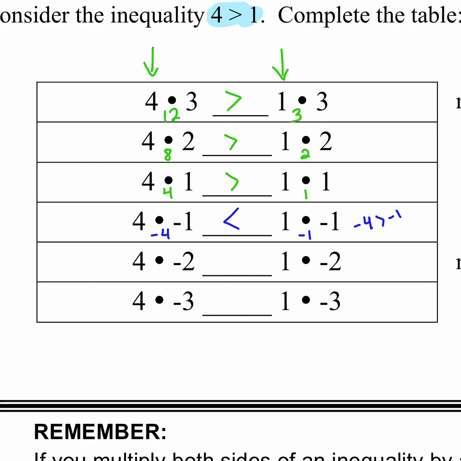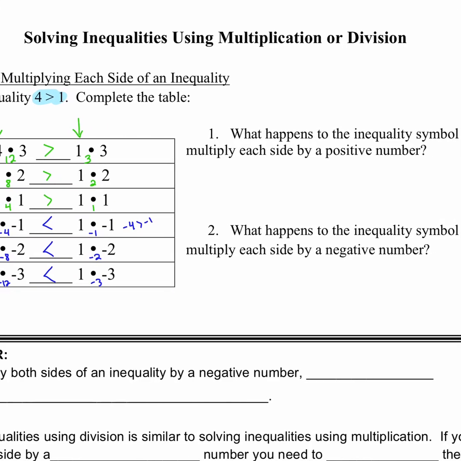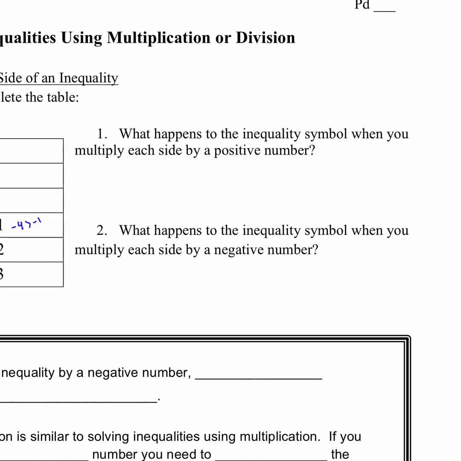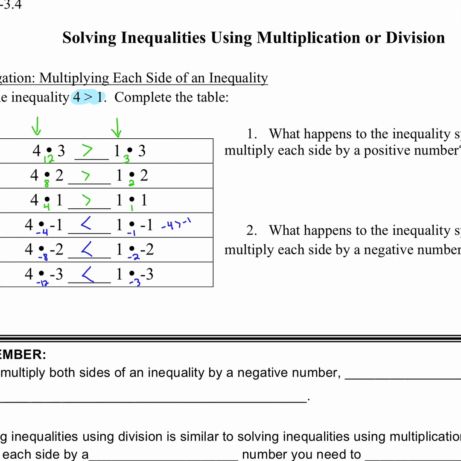If you continue this process, you'll notice that you get -8, -2. Again, when you multiply by a negative, you have to switch that sign. -12 and a -3. To make this statement true, you must use that less than sign. So if you look at question 1, what happens to the inequality symbol when you multiply each side by a positive number? Well, if you compare it to the original, it stayed the same, right? It was a greater than sign. So stays the same.